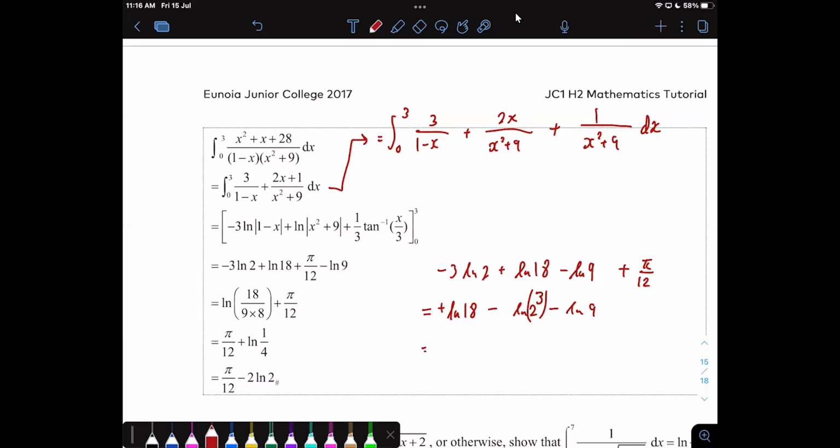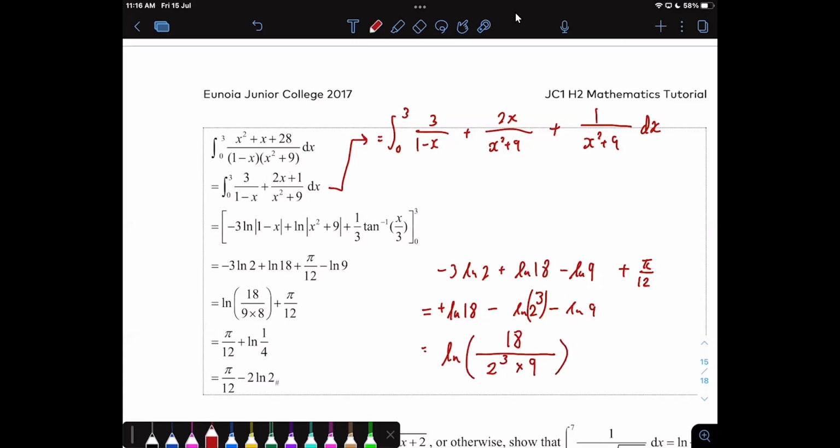That means positive will stay on the numerator. You get ln of a fraction. Positive ones will stay on the numerator. So 18 stays on the numerator. Then minus ln 2 cube means you have a 2 cube at the denominator. You minus another ln 9 means there's a times 9 at the denominator like this.